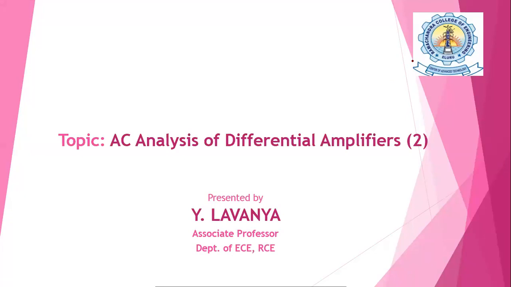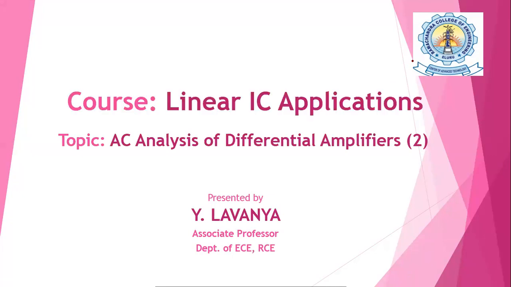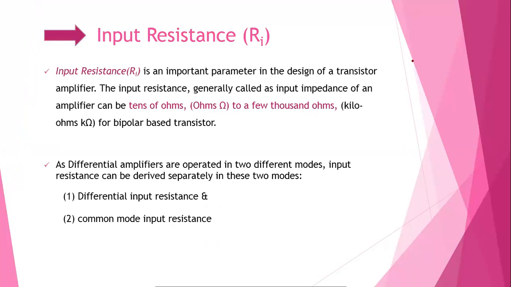Today we are going to discuss the AC analysis of differential amplifiers, in continuation to the previous topic from the linear IC applications subject. In the previous class we discussed the differential gain as well as the common mode gain. From the two values we calculated the common mode rejection ratio, which are important parameters for differential amplifiers. In continuation, today we are going to discuss the input resistance as well as the output resistance for the same differential amplifier, which is a part of AC analysis.